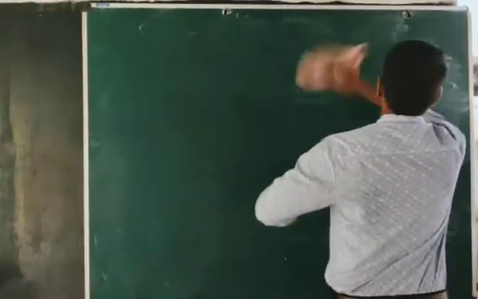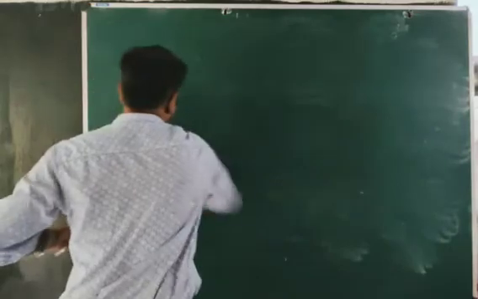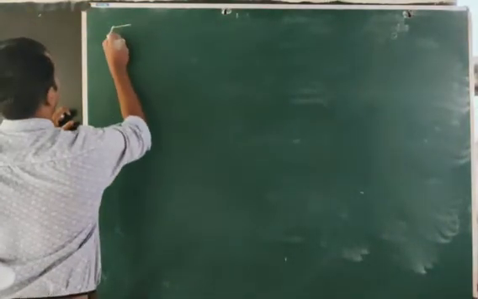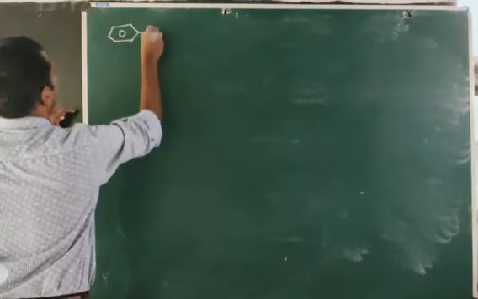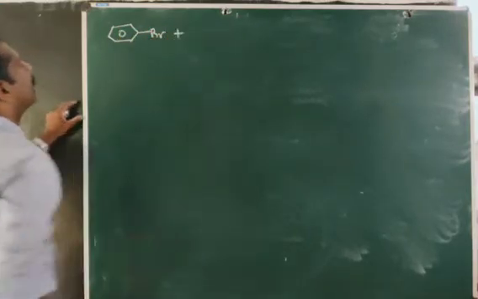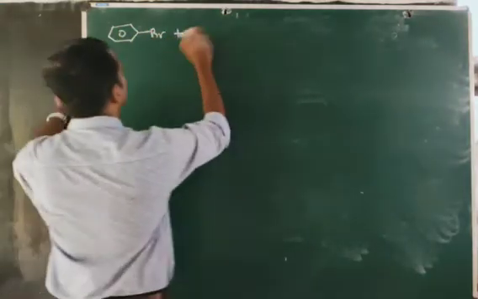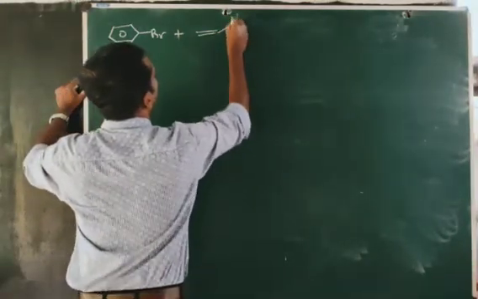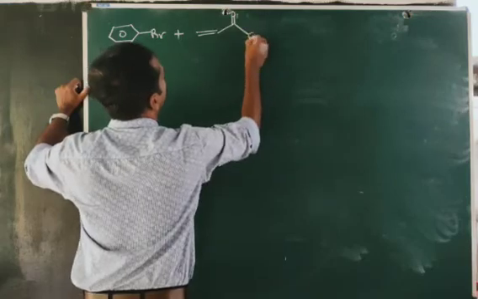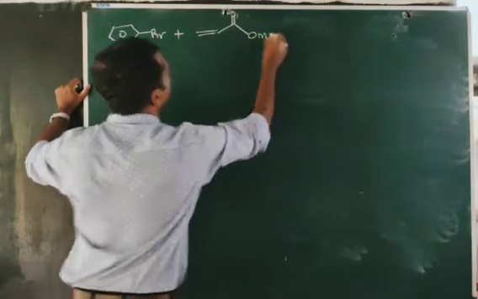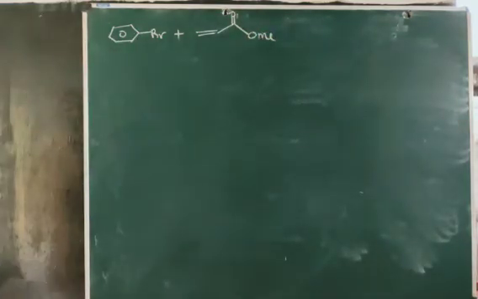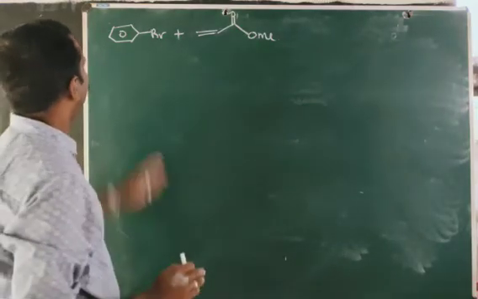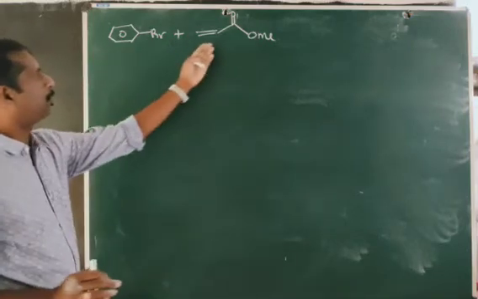Now we can take another example for a Heck reaction. Look at it here. Suppose this is our reaction: Br is here, and it is treated with an alkene, double bond OMe. Suppose this is your question in the question paper.